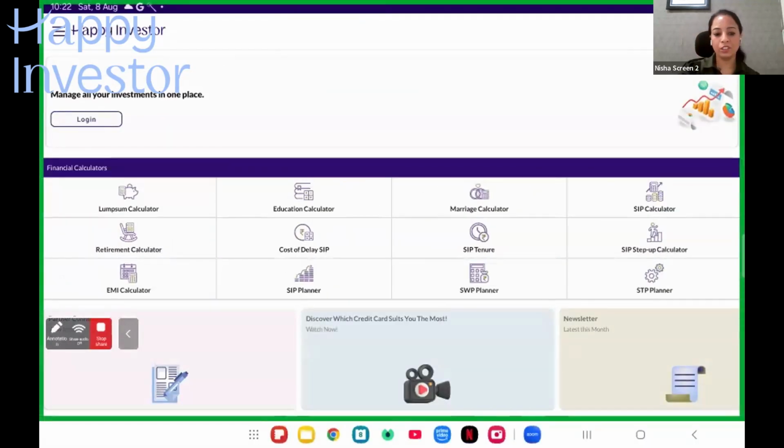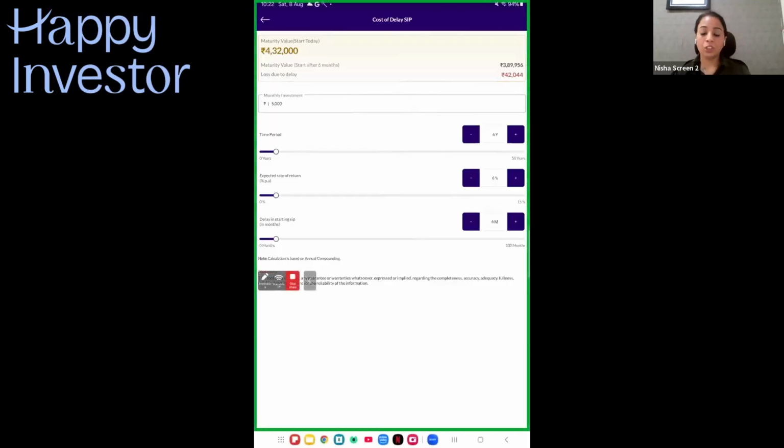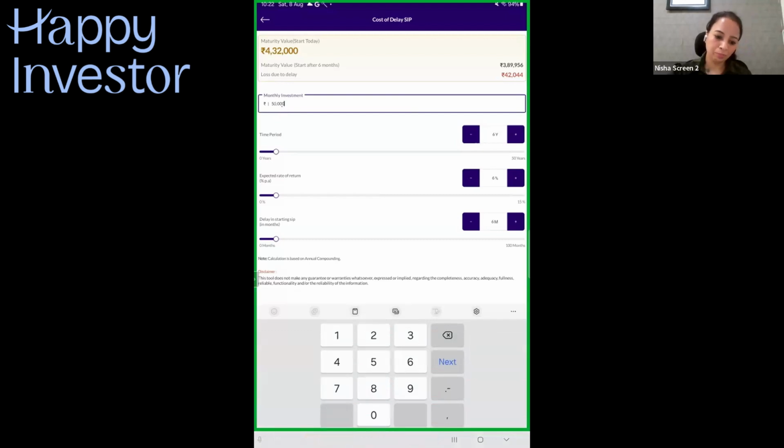Let's see the next calculator, which is cost of delay in SIP. To make you understand this calculator a little better, I would like to take two examples over here. Let's assume that there are two friends who have started their career at the same point of time. Friend A is starting the SIP of 50,000 for a period of, say, 15 years. And the expected rate of return is 12%. And since he is starting immediately, there is no delay.